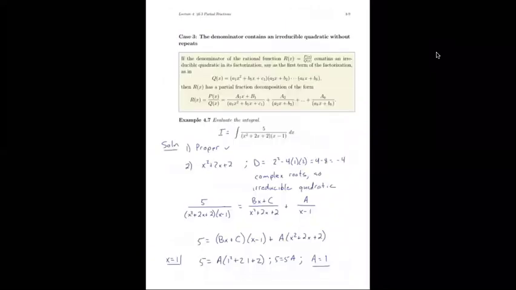Case 3 is the denominator contains an irreducible quadratic that does not repeat itself. So in other words, let's look directly at this first example. The outside power of this quadratic is not greater than 1, right? It's just one factor or one copy of itself in the denominator. That's case 3.